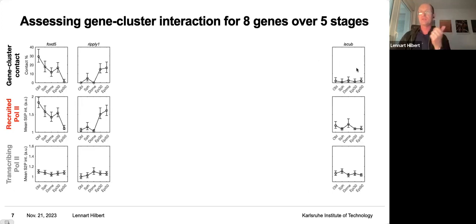You have genes that behave very differently from this. So we call them non-contact or non-visitor genes. They have very low levels of contact, relatively low levels of recruitment, but nevertheless are transcribed.